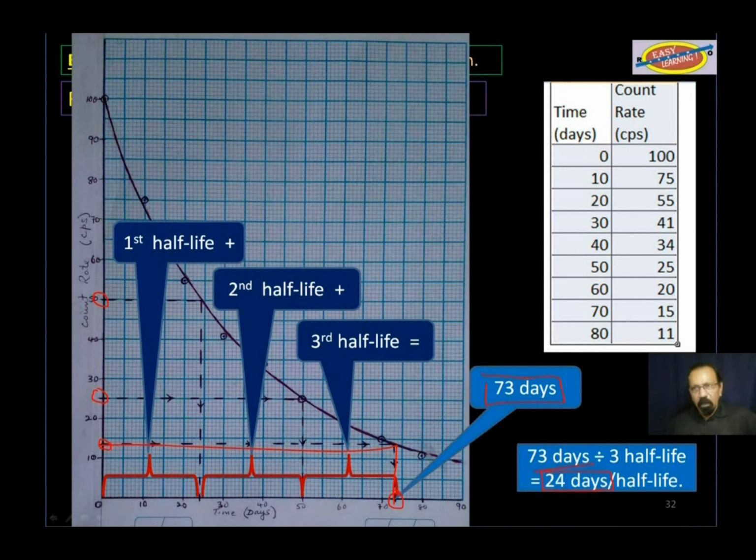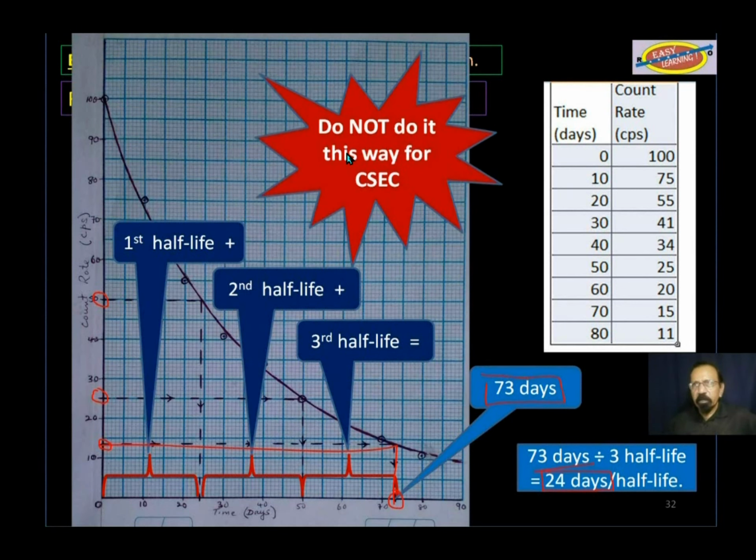Now, I'm saying when you are using a graph to get half-life for CSEC, don't use this method. Though this is the method you would be using if you are using radiometric dating to find age. So don't use this way for CSEC using a graph to find half-life. You have to find first half-life, second half-life, third half-life. Then add them up, find the average, which to me is a waste of time, but that's what CXC requires for CSEC.